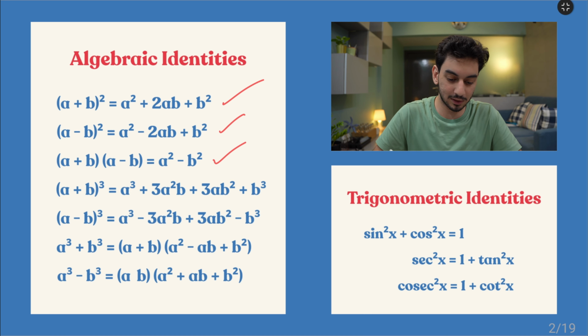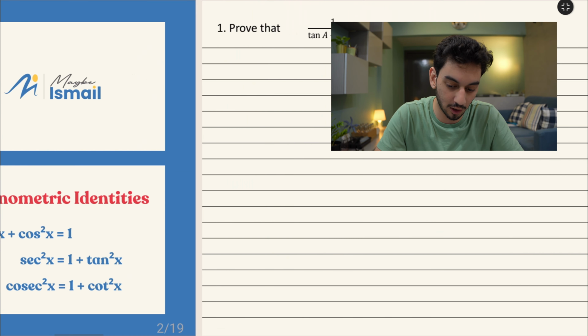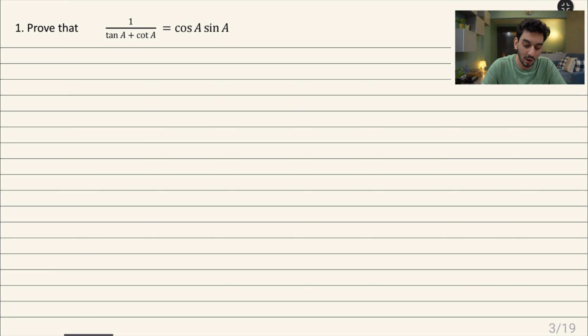So you should be able to visualize all of these things and manipulate these identities to solve the questions. Okay, let us try to get into the questions. So here I have my first question and it says, prove that 1 upon tan A plus cot A is equal to cos A into sin A. Now my first step, I will always be iterating the steps so that you get used to it and you also start doing the same thing. So my first step is to identify where to start from.